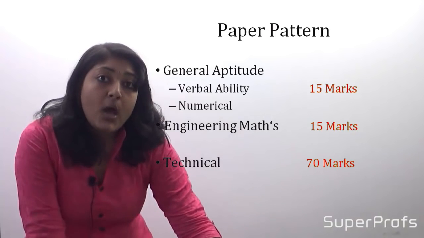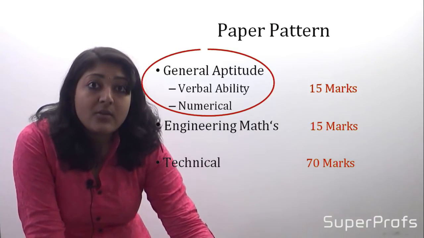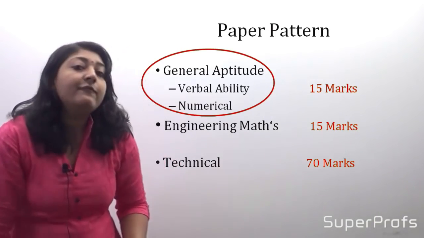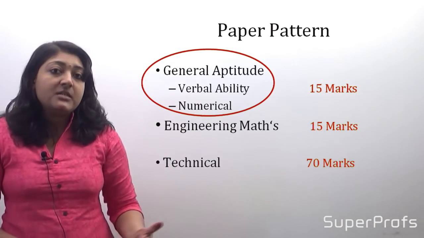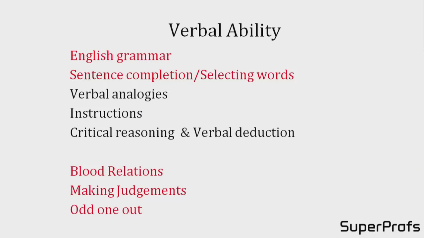In this video, we will be focusing on General Aptitude, like how we can fetch more and more marks from these 15 marks. According to the GATE official notification, verbal ability includes English grammar and its usage, sentence completion or selecting words, verbal analogies, instructions, critical reasoning and verbal deduction.